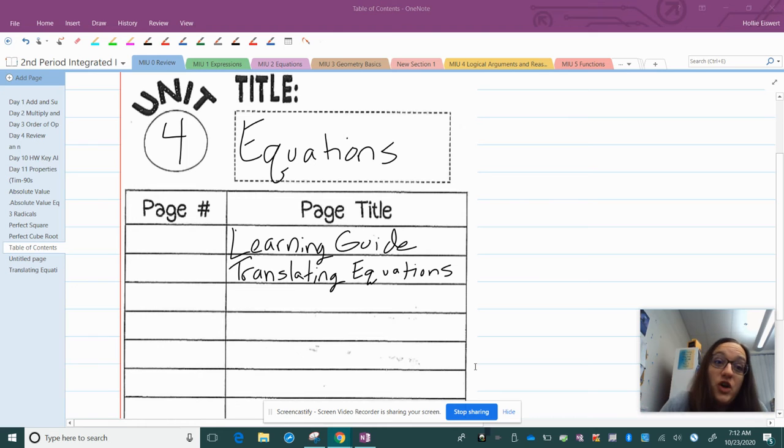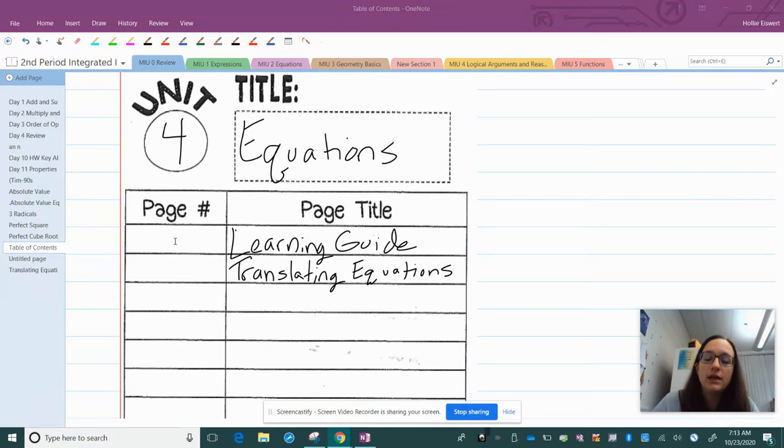Good morning. We're starting our Unit 4 in equations, and everyone's going to start here. That's why I left the page numbers, because everyone's at a different page. Some of you, it's going to be like page 2. Some of you, it's page 22. Some of you might be on page 40. So you fill in your page numbers for the next few pages.